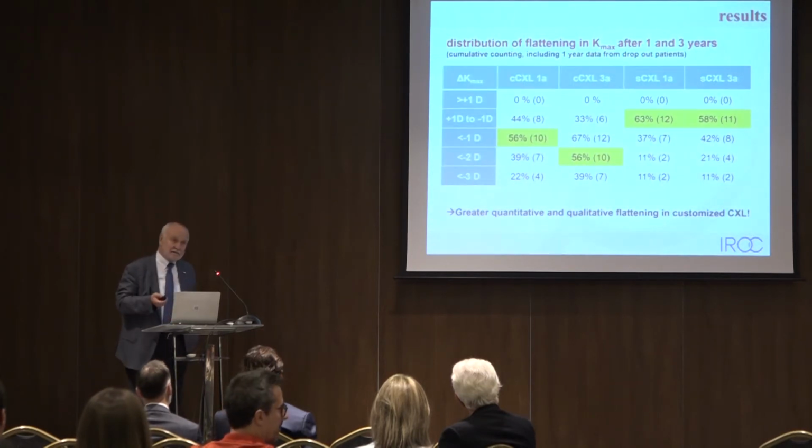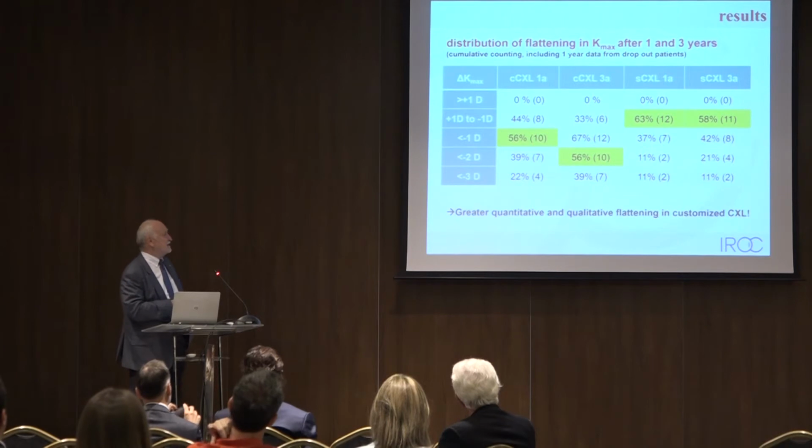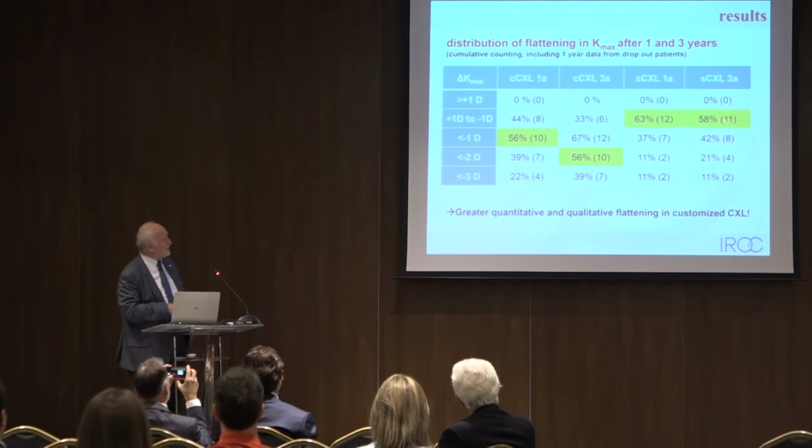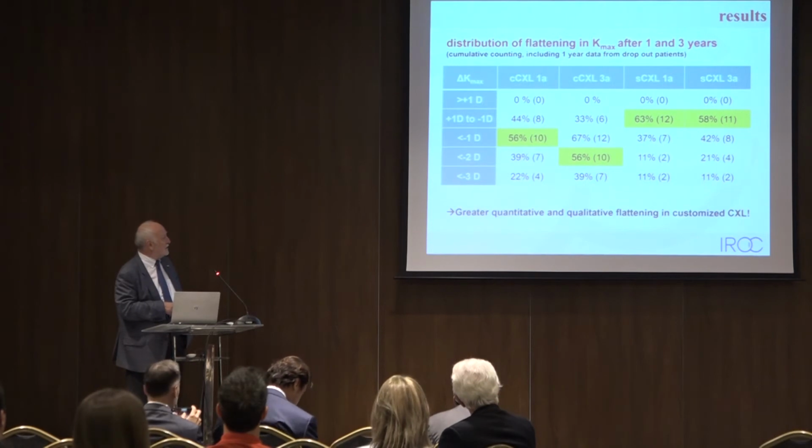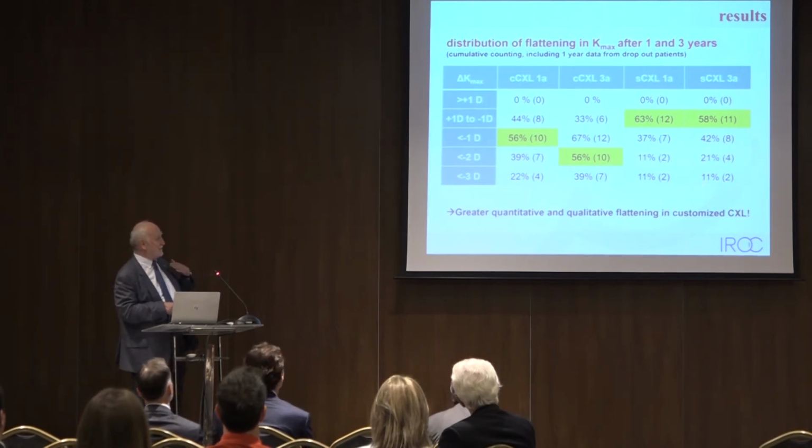Now, the real interesting thing is seen here. In the standard cross-linking, you have 58%, so nearly 2/3 of the patients are just stable. They have not changed at all, and it's only 11% that have a flattening of more than 3 diopters. 20% more than 2 diopters.